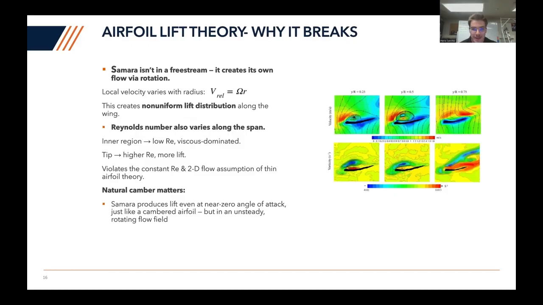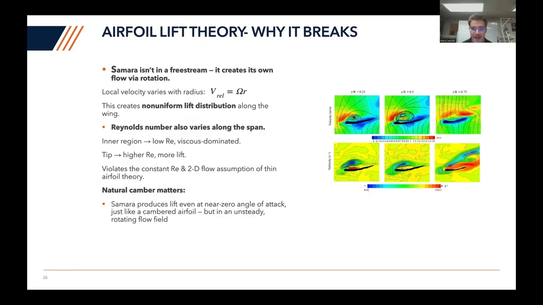While the airfoil theory is great to predict lift, it ultimately breaks down when we compare it to the Samara seed. The Samara seed isn't in a free stream. It creates its own flow via rotation. So the local velocity varies along the radius with the formula V relative equals omega r. This creates a non-uniform lift distribution along the wing. Also, the Reynolds number varies along the span. The inner region has a lower Reynolds number, where it's viscous dominated, versus the tip that has a higher Reynolds number, which has more lift. Both of these violate the constant Reynolds number and 2D flow assumptions that the thin airfoil theory provides us with.